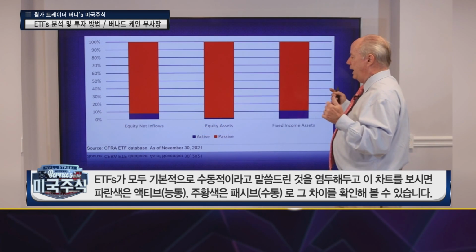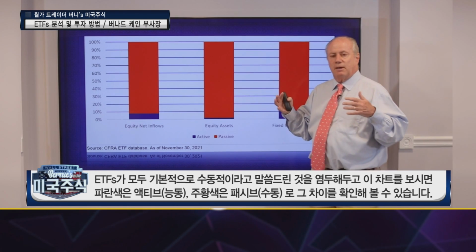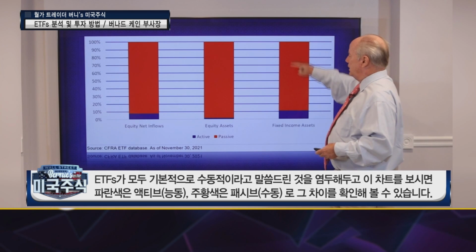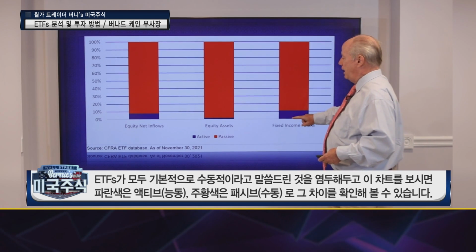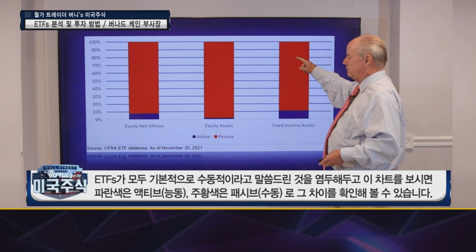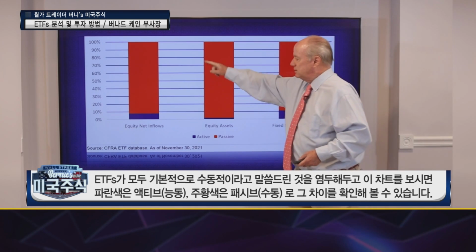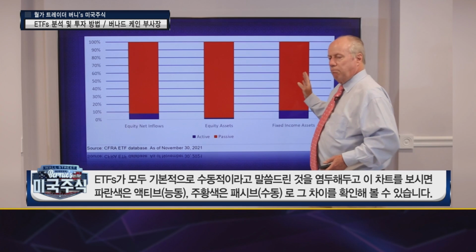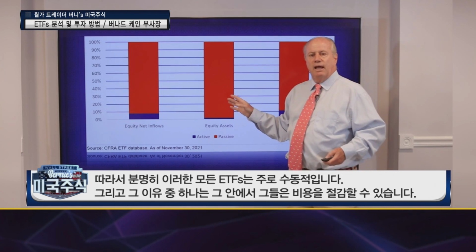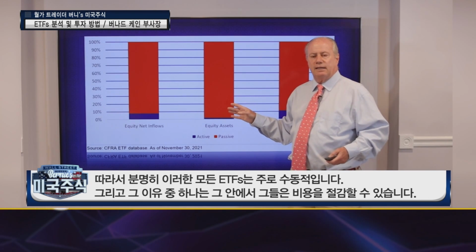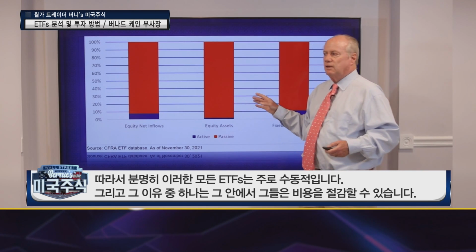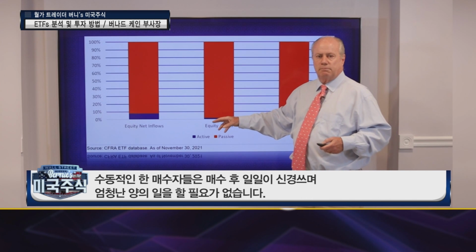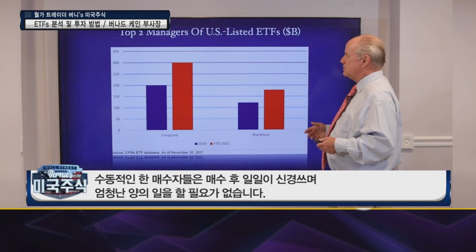Now, if we look at ETFs, remember I said they were all basically passive? So you can see the difference between active in blue and passive in orange. Obviously all of these ETFs are predominantly passive. And one of the reasons that is the case is because within that they can keep their costs down as long as it's passive. They don't have to do a tremendous amount of work.